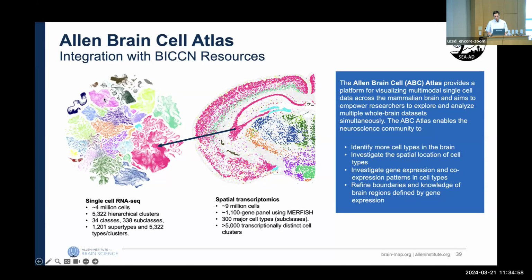But anyway, when you touch on that, you can go over to the spatial side and it will show you where those cells are actually in the brain. Okay, that's the purpose of this atlas. You can call it ABC. We call it ABC Atlas. You can go play with it there.